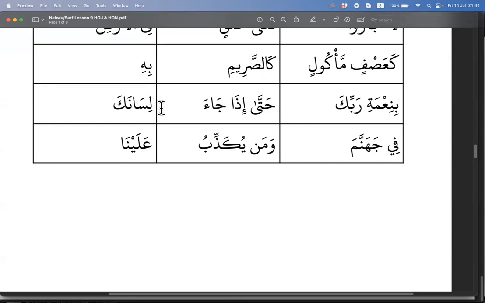And then the next one, lisanaka. Is it half of jar? There is li, but after it there is no majrur. What if I say lisana is one word and ka is one word?